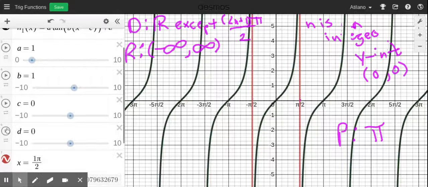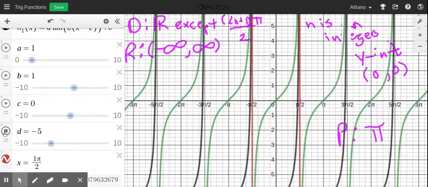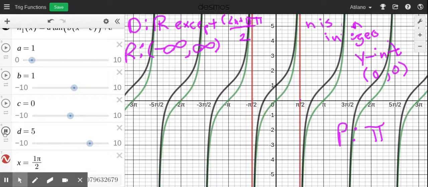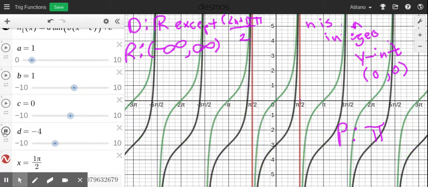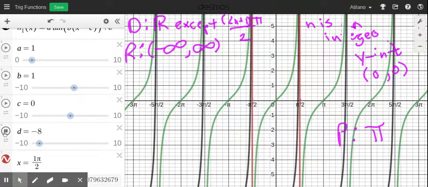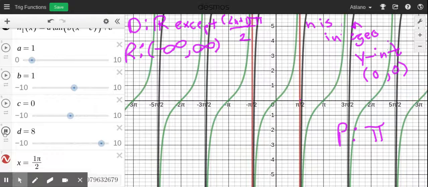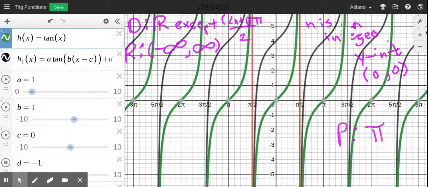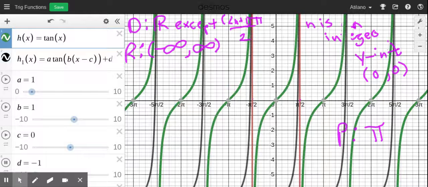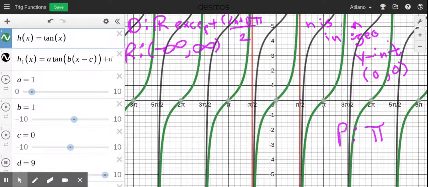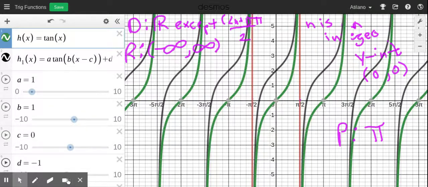If we look at the d value, and again, just how we looked at the x-intercepts when looking at c, we're now going to look at the y-intercept when looking at d. So (0, 0), down, down, down, down, down, down, down, up, up, up, up, up, up, up. That's all the d value does.